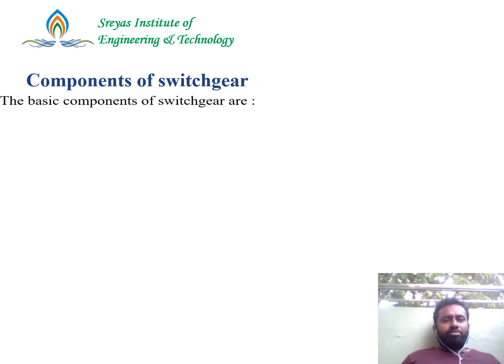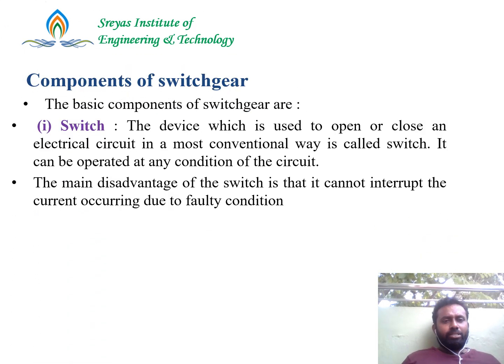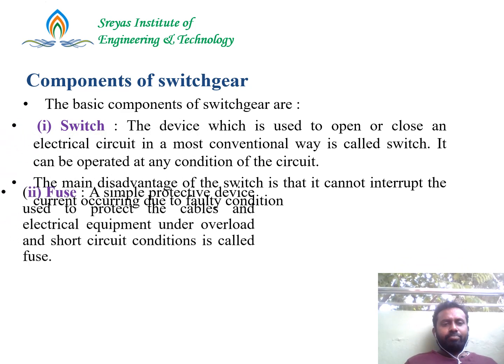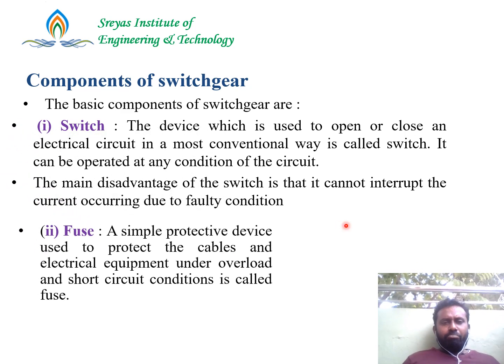What are the components of a switchgear? The basic components of a switchgear are, first, the switch. The device which is used to open or close an electrical circuit in the most convenient way is called a switch. It can be operated at any condition of the circuit. The main disadvantage of a switch is that it cannot interrupt the current occurring due to faulty condition. Next, fuse. A simple protective device used to protect the cables and electrical equipment under overload and short circuit conditions is called a fuse.